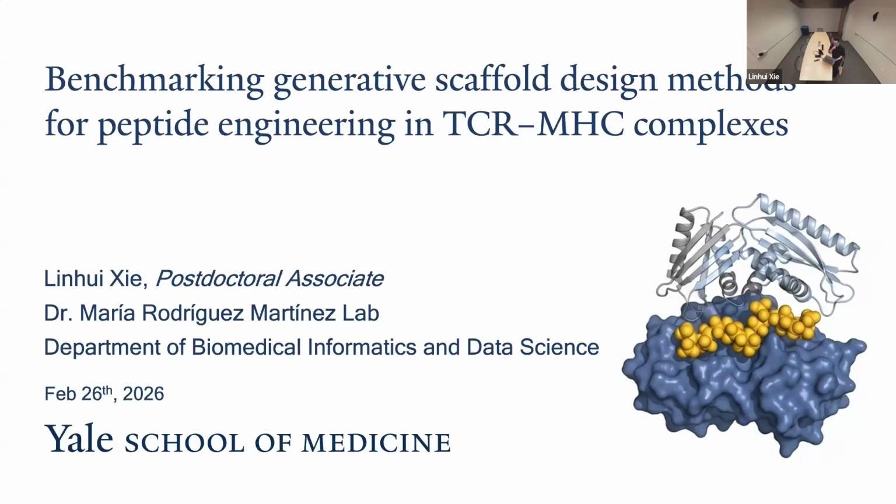For today's presentation, I will basically talk about our recent arXiv paper focused on a benchmark study to review these generative models for scaffold designs, especially for the complex of the peptide, T-cell receptor, peptide MHC complex.